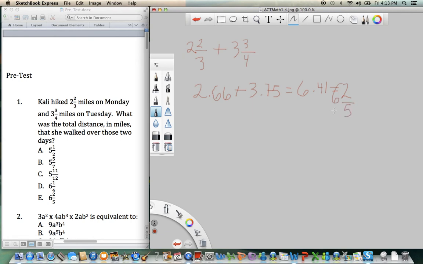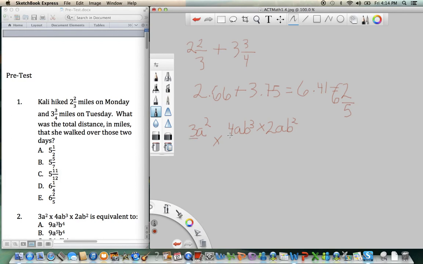Okay, question number 2. They want you to take 3a to the second times 4ab to the third times 2ab squared. Okay, the rule, just to refresh your memory with exponents, is we want to multiply the coefficients.